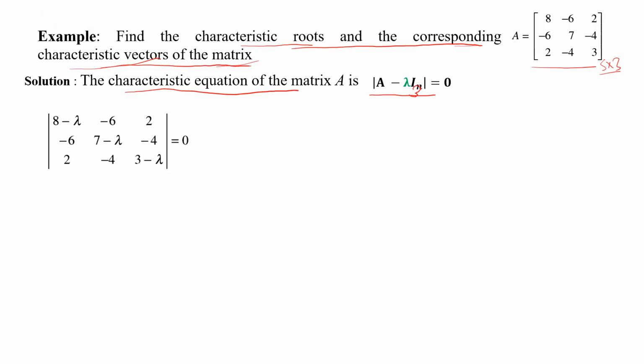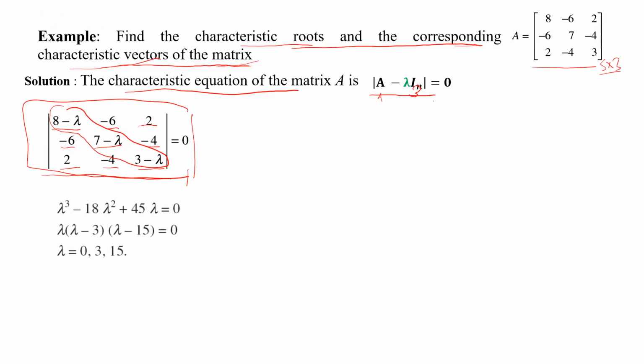So we obtain the characteristic equation: 8 minus lambda, minus 6, 2; minus 6, 7 minus lambda, minus 4; 2, minus 4, 3 minus lambda. So we just subtract lambda on the diagonal because we have A minus lambda I. Lambda is multiplied by the diagonal of that identity matrix and we subtract it from the matrix A. So this is a determinant which is equal to 0, and this is the characteristic equation.